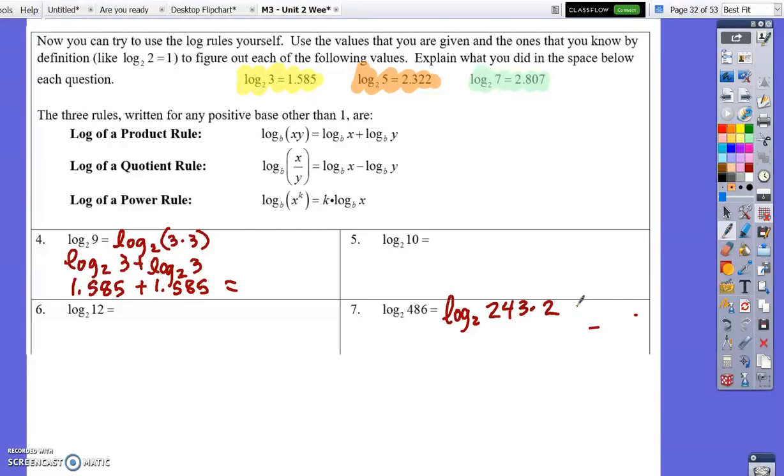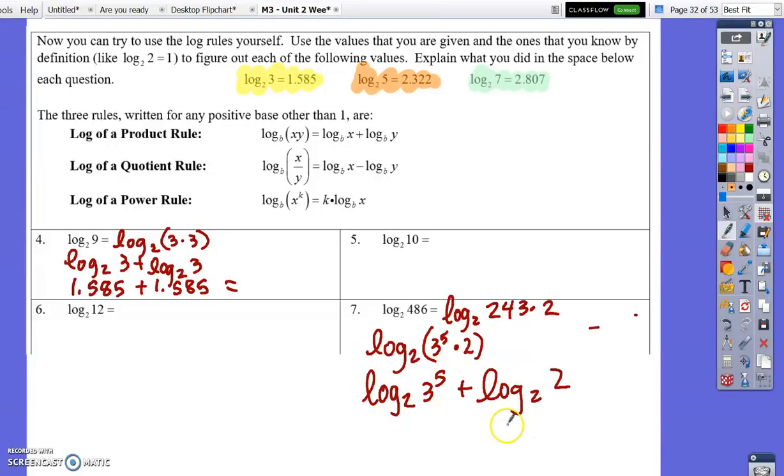times 2. And 243 is 3 to the 5th power. So I have the log base 2 of 3 to the 5th power times 2. Now I'm going to break that apart: log base 2 of 3 to the 5th power plus log base 2 of 2. This is 1. This becomes 5 times the log base 2 of 3.